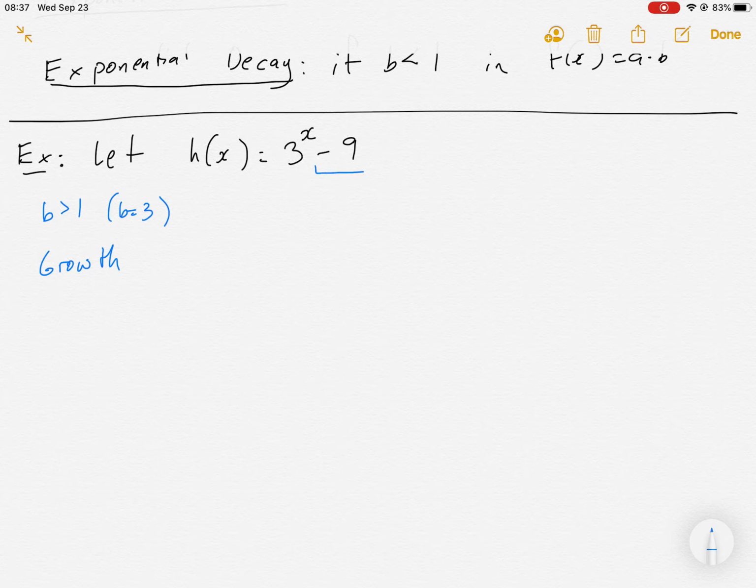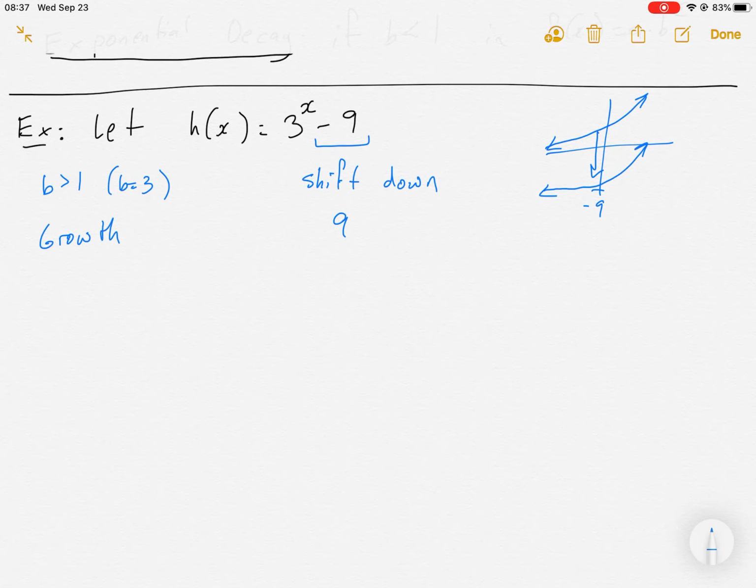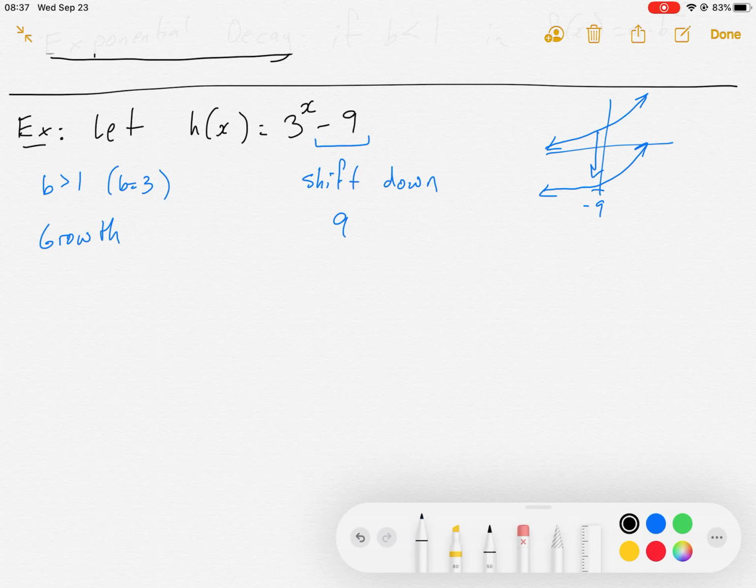I'm noticing that we have this minus 9, so that's going to shift our exponential graph down 9. So your first thought, even before really graphing it and being careful with the graph, is to think, well, 3 to the x probably looks something like that. It's exponential growth, and it's going to go down 9. So it's probably going to look something like this.